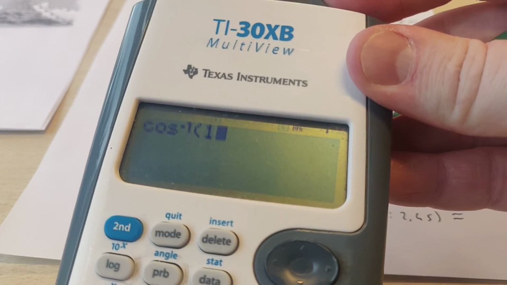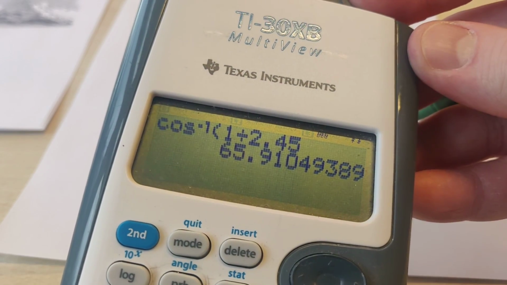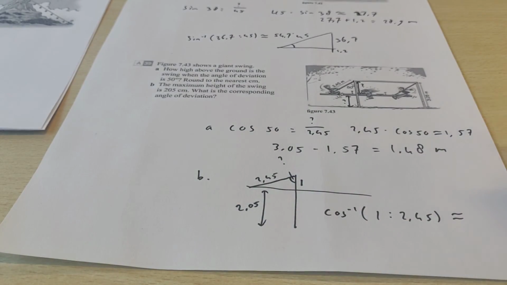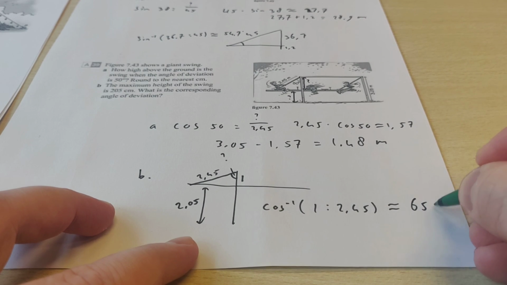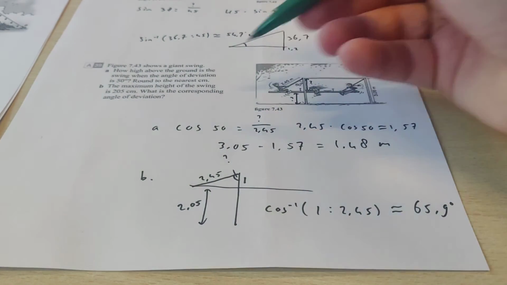Alright, so let's calculate what we will get. Cosine minus 1, 1 divided by 2.45, and then the angle is 65.9 degrees. So here you have 65.9 degrees. And that's the answer for 39b.